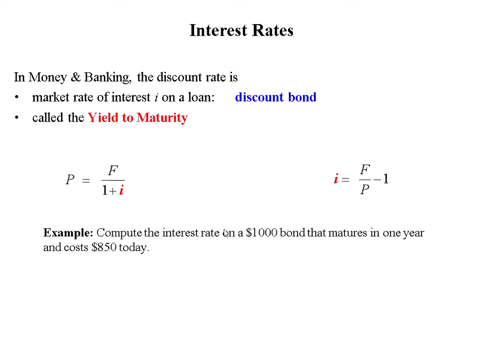So here's the example. Compute the interest rate on a $1,000 bond that matures in just 1 year if it costs $850 today.